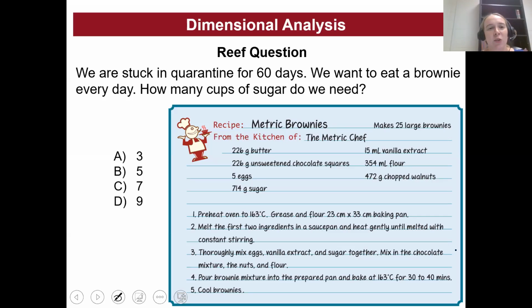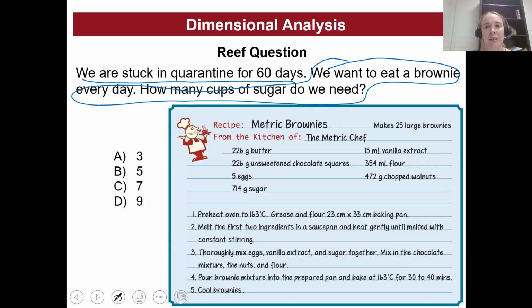All right, so we're stuck in quarantine for 60 days. If only that was the case. We now know that it's like 365 days, probably, maybe more. But pretend we were only stuck in quarantine for 60 days and we want to eat a brownie every day. How many cups of sugar do we need using this recipe?